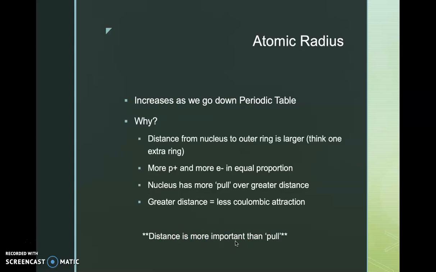Now, as we go down the periodic table, our atomic radius is increasing. Why? The distance from the nucleus to the outer ring is larger, okay? So we add an extra ring or an extra layer.